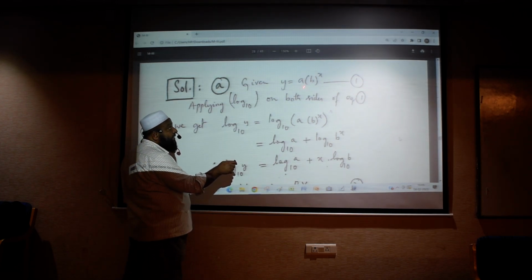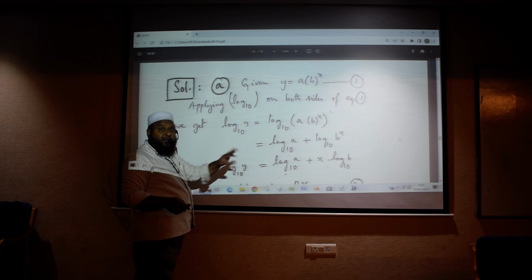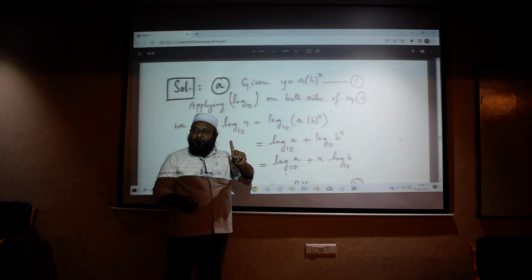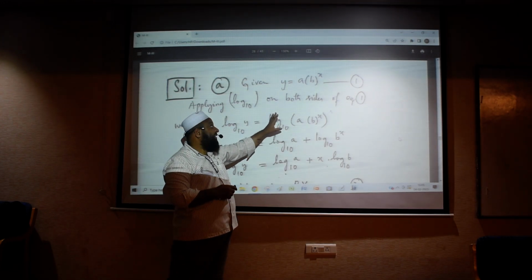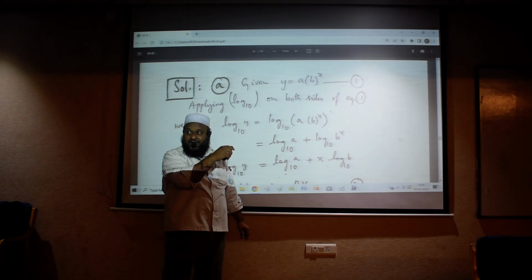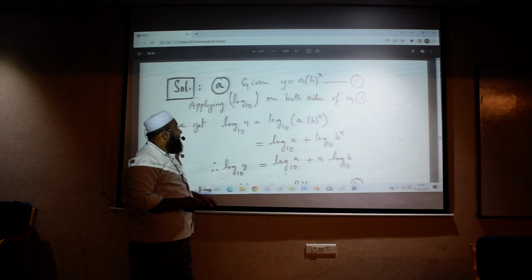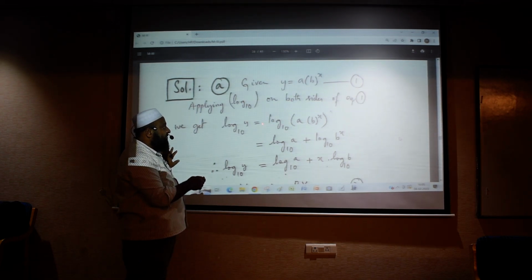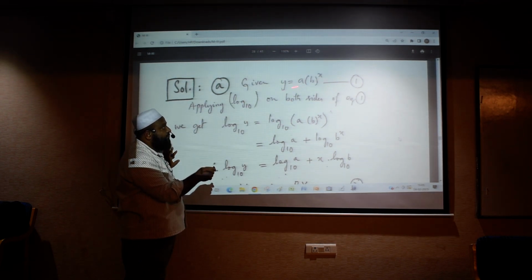Suppose if it is e here, you apply base e, so that log e base e will become equal to 1. So don't use e here and don't use 10 there. Use 10 here, and in an e case you use e. So applying log base 10 on both the sides.